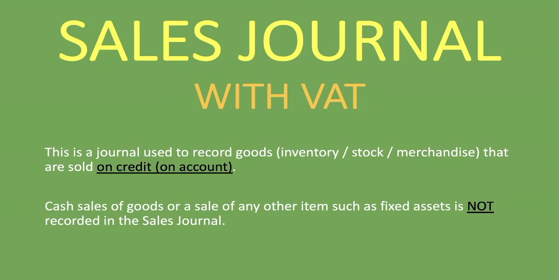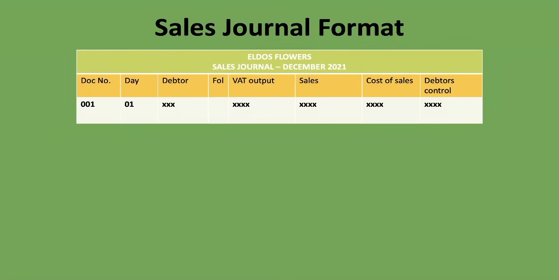So what is the format for the sales journal, especially when you have to take VAT into account? Well, here it is. We have our sales journal format. We begin by writing the name of the company, and we have put here Eldo's Flowers. And then we write the name of the journal, which is the sales journal, and then you write the period for which the sales journal is prepared. For example, if you're asked to prepare the sales journal for December 2021, you would write December 2021 as we have done. And then you'd begin with your format.